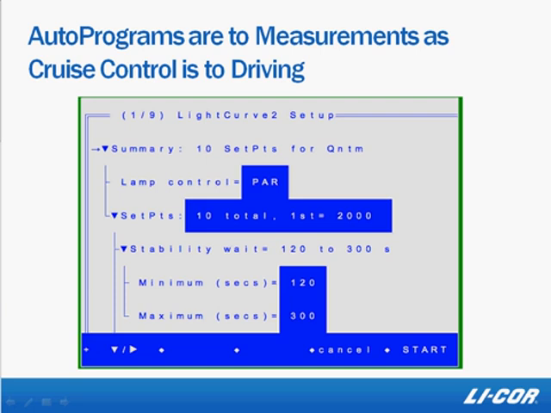Your car is very good at determining how much gas is required to travel at 50 miles per hour, but you are still in the driver's seat. Your hands are still on the wheel. It's similar to the autoprogram. We let the computer do what the computer is good at, and we focus on whether the numbers we see on the screen or in the graph are reasonable and logical for our experiment.